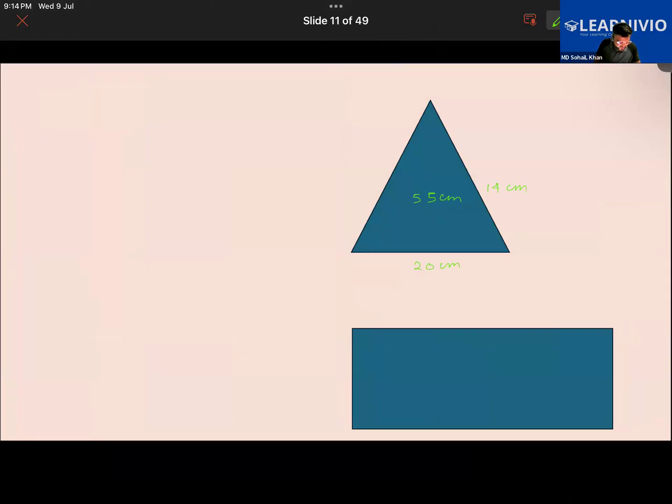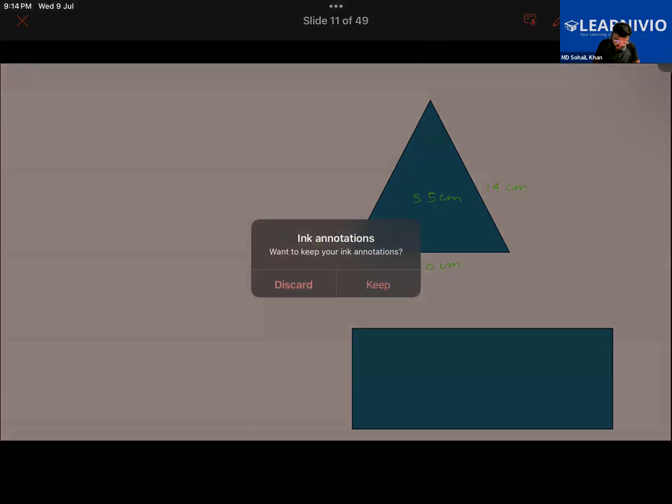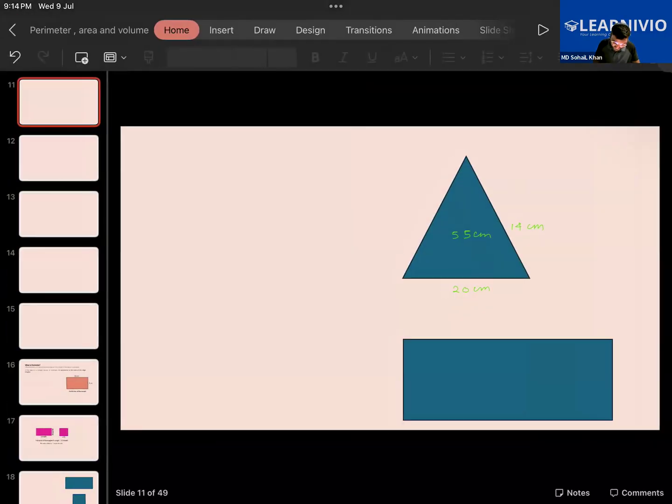It's a simple question. What will be the length of the other triangle side? Sir, no triangle has 20 and 14 centimeter. No, it can have, okay? It can obviously have, like this triangle over here.